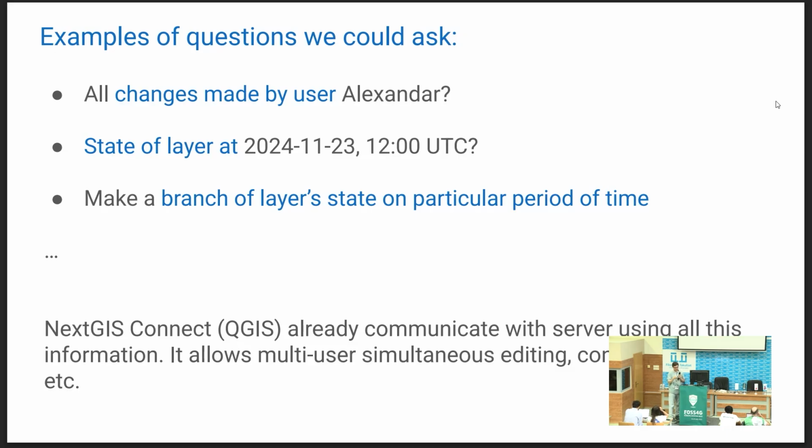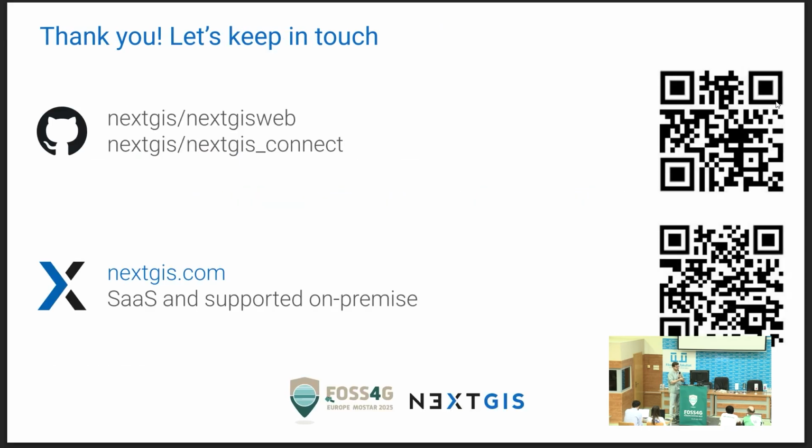This functionality is accessible through the API, so you can go through the histories, etc. And for us, the most important part is that NextGIS Connect, the QGIS integration, widely uses these mechanisms to communicate with the server, to resolve conflicts, and to make multi-user editing possible, etc. So it's all thanks to this feature version control system.